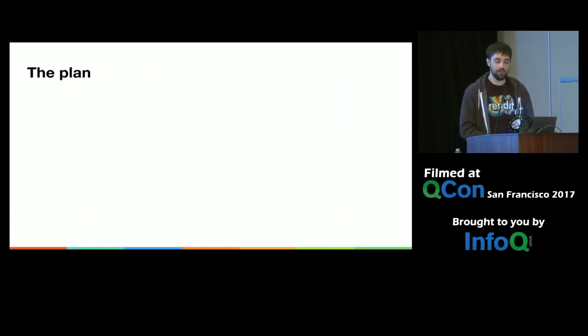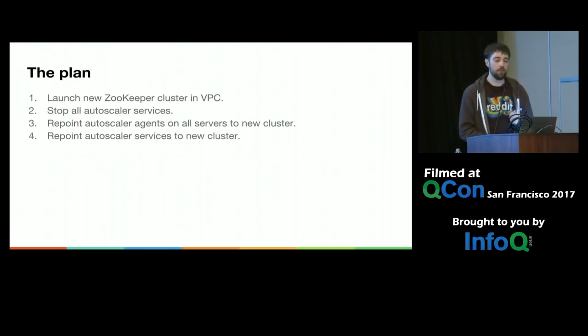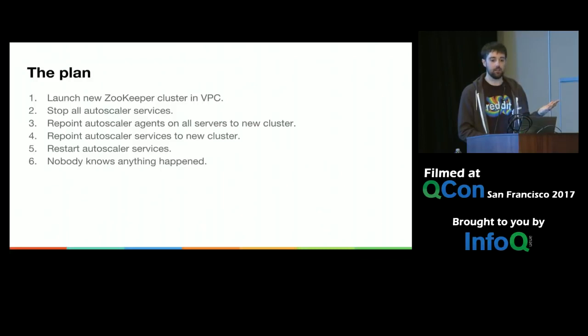The plan for this migration was to launch the new cluster into VPC, stop the autoscaler services so that they don't mess with anything during this migration, repoint the autoscaler agents on each of the servers out in the fleet to point at the new Zookeeper cluster that's in VPC. Then we'll repoint the autoscaler services themselves at the new cluster, restart the autoscaler, and then act like nothing ever happened.